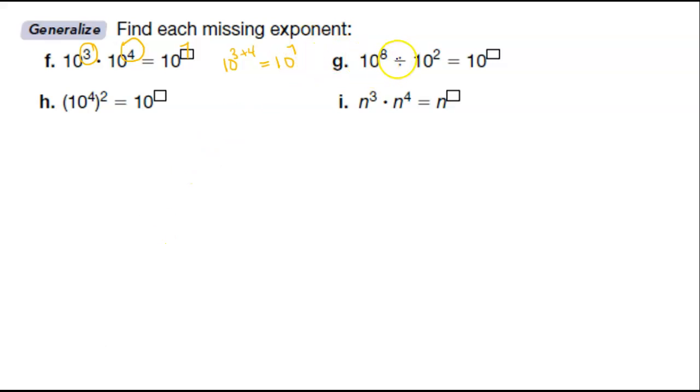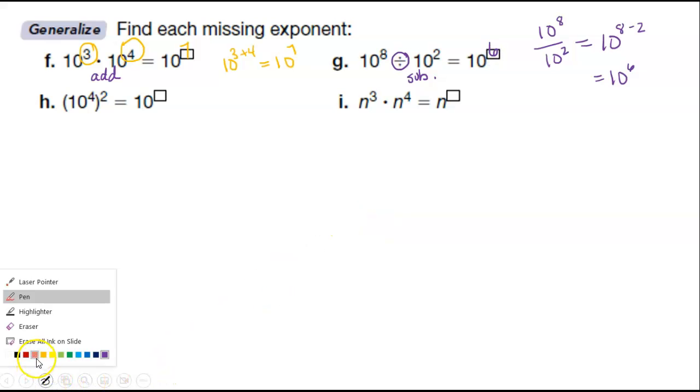When I have divide, this is also equal to 10 to the 8th over 10 to the second. And when I have divide, I subtract. So when I have multiplication, I add my exponents. When I divide, I subtract. So this is going to be equal to 10 to the 8 minus 2, which is 10 to the 6th.